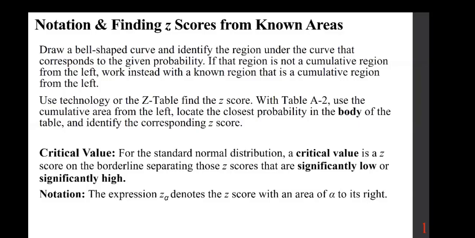Critical value. For the standard normal distribution, a critical value is a z-score on the borderline separating those z-scores that are significantly low or significantly high. Notation. The expression z sub alpha denotes the z-score with an area of alpha to its right. Let's see what we mean by that.